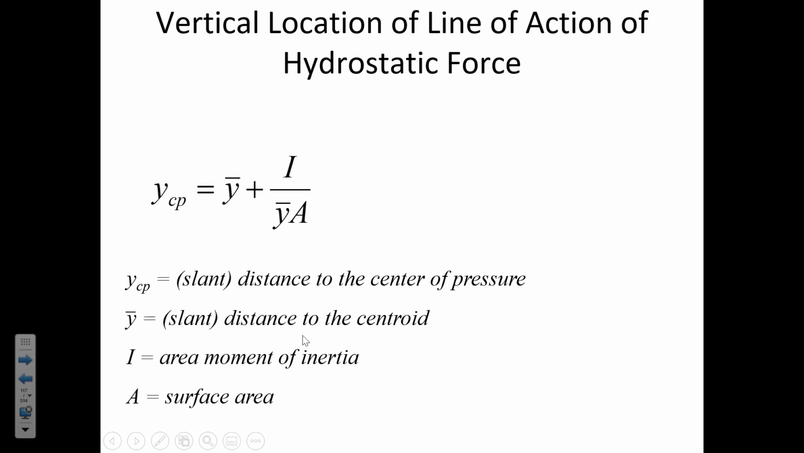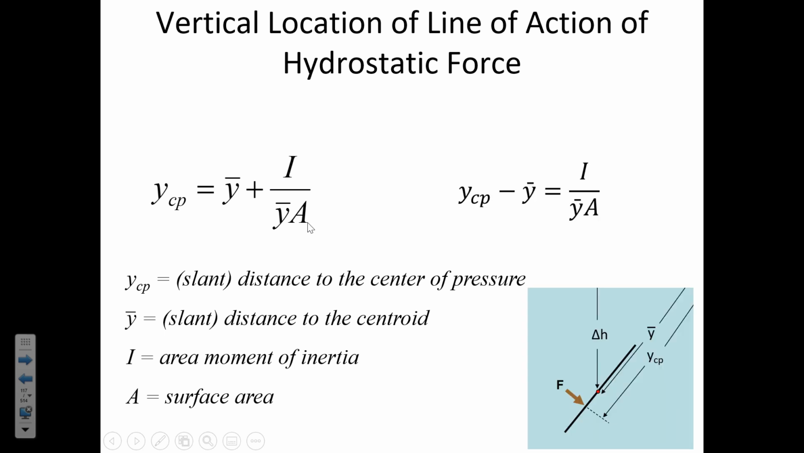Okay, here's the formula for YCP, and it utilizes the depth to the centroid along the slant route, so Y bar. It also utilizes the area moment of inertia in the numerator, and then the area of the gate is one of the components in the denominator. So this is how we can calculate YCP. If we want to know how far below the water surface along that inclined path we have to go to the force location, then we have to know Y bar, area moment of inertia, and the area.